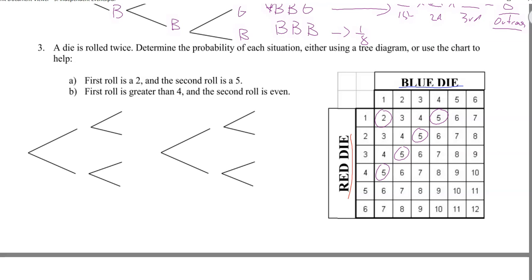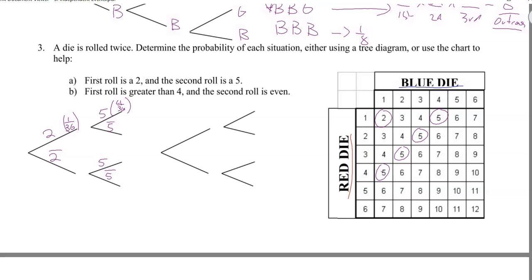Okay, so use a tree diagram, right? So we say, all right, first roll is a 2, or this is not a 2. And then a 5, and this is not a 5. And this is a 5, and this is not a 5. So in a tree diagram like this, the probability that the first roll is a 2 is 1 out of 36. Probability of getting a 5 is 1, 2, 3, 4 out of 36. Let's put the probabilities, 4 out of 36.